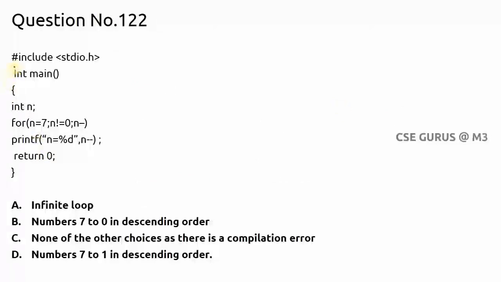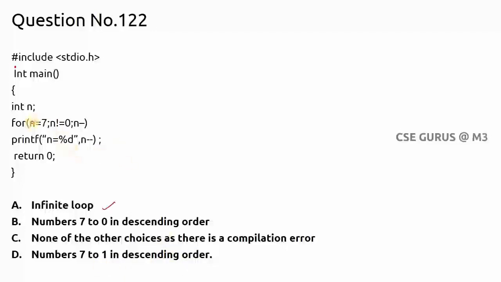Here, int main, with int in lowercase, int n = 7, n not equal to 0, n--. I'm printing n = %d, n--. The question here is how many times it is printing, and what happens when I execute this. Is it an infinite loop, or will it print 7 to 0 in descending order? Will it give any compilation error, or print 7 to 1 in descending order? What will be the output here?